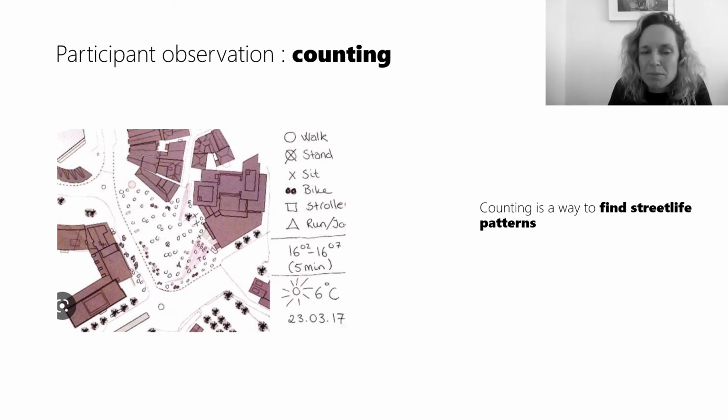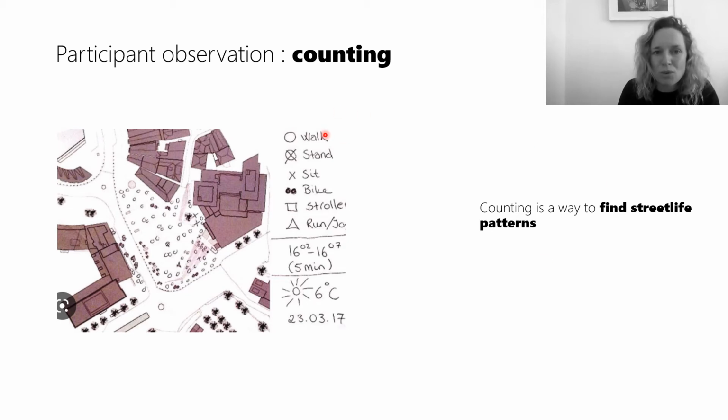If we take a look at participant observation as well, the other thing that we do, drawing from social science approaches, is to count. So we're drawing to analyse and to record and to capture a particular type of street life pattern we're focusing on. We're also using counting to find street life patterns and to communicate them. So counting is a really helpful way to track and to map. And you can see in this example here, we've got a plan view and a legend used to track what people are doing in this particular street corner.